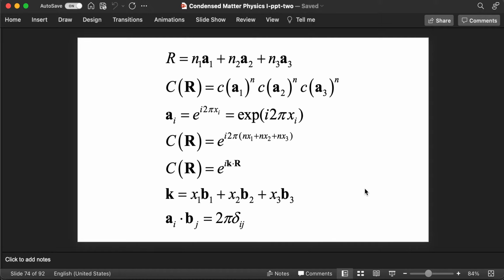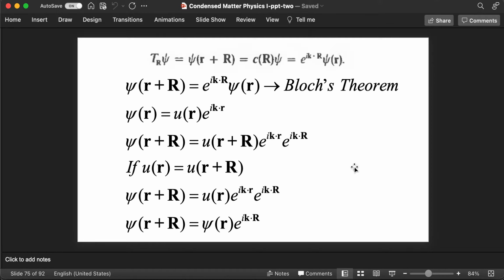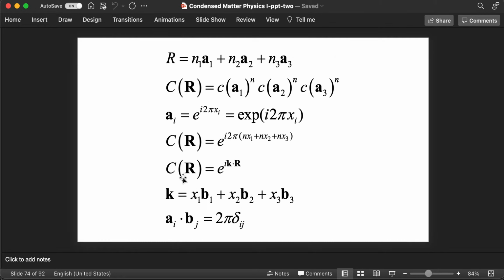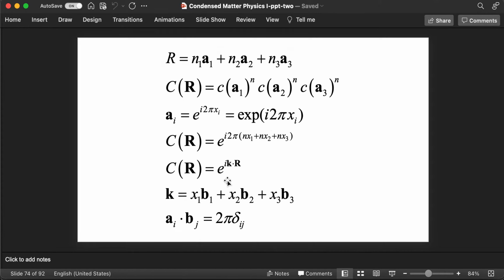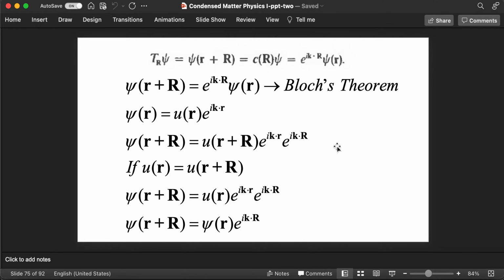So I'm now trying to find out the nature of the x's. So now going back to this, I now have a form for C of R. C of R now gives me this e power i k dot R, where R is a Bravais lattice vector. So now when I operate T_R on psi, that's going to give me psi of r plus R, and that's going to give me an eigenvalue equation. But I now know the eigenvalue. C of R is now given by this, and I now put it there. Now this expression is called the Bloch's theorem.